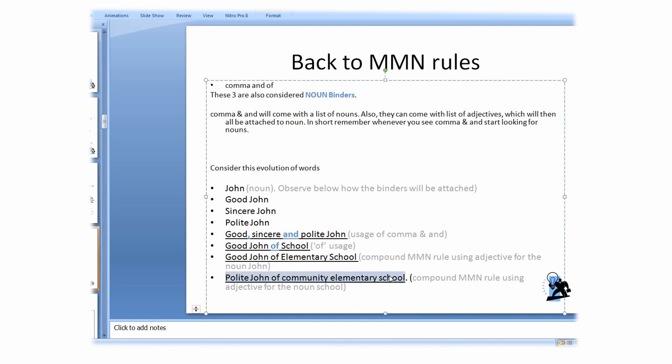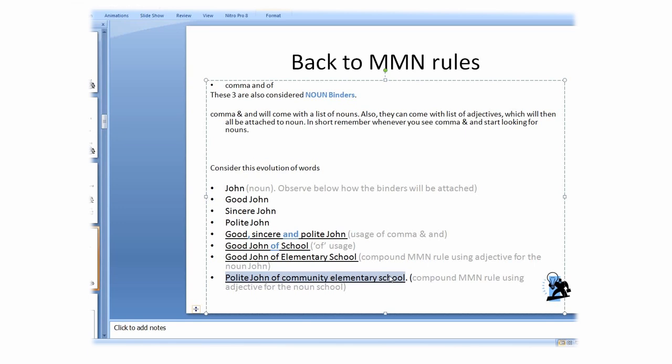So what is the rule with segment? Oka segment oka breath lo chadwali. Polite John of community elementary school. Okay, in one breath you read one segment. That is the beauty of reading using MMM.